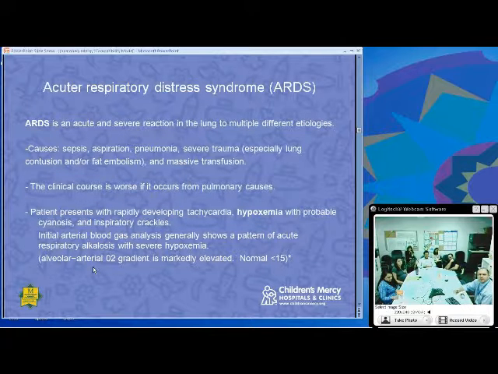Let's talk a little bit about acute respiratory distress syndrome, ARDS. ARDS is another way of a severe response to a lung injury that can happen through many different etiologies. The most important ones are sepsis, aspiration, severe trauma, massive transfusions.